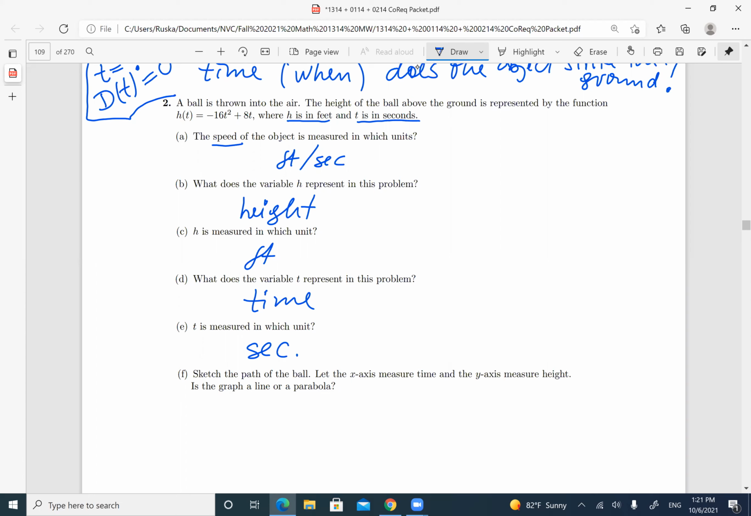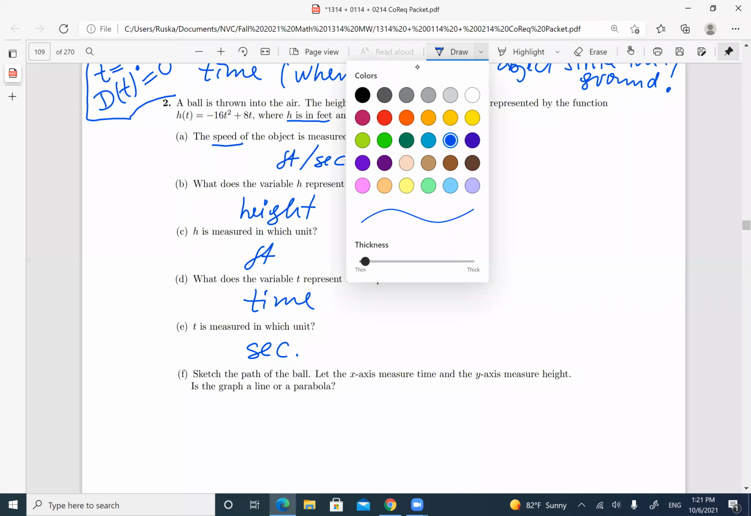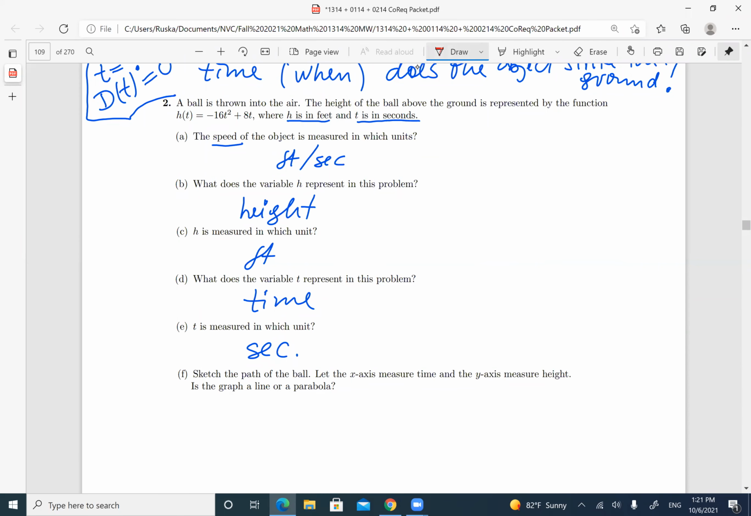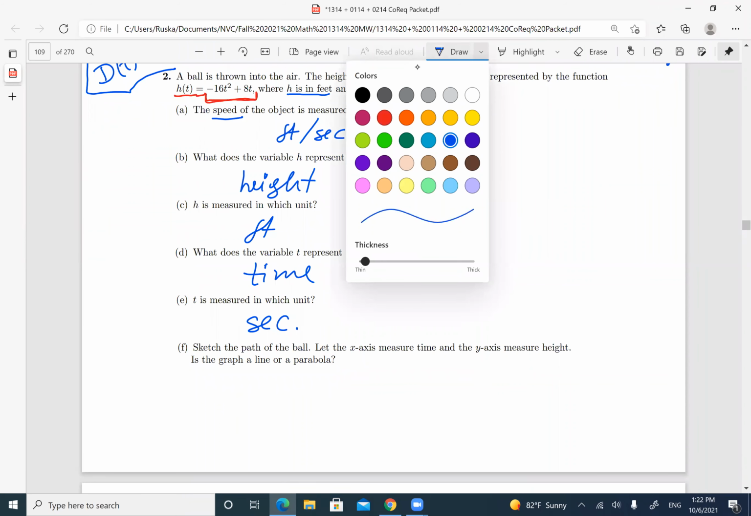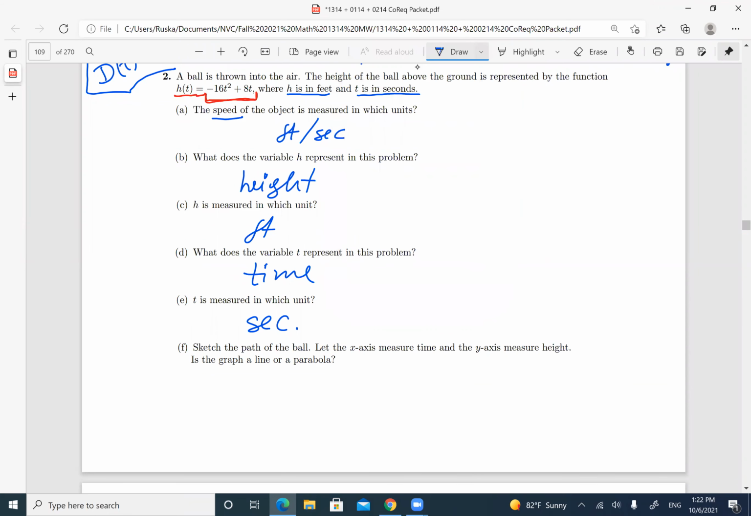Then the next question is to sketch the path of the ball. X is the time and y is the height. Is the graph a line or a parabola? Looking at the function given, h of t equals, you need to graph this. What kind of graph is it, line or parabola? Is it opening up or down? Down. That's right. If I sketch it, it's going to look something like this. This is the time and this is the height, and it's going to be a parabola opening down, right?